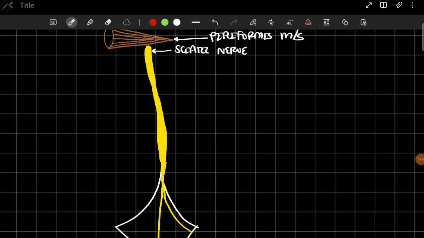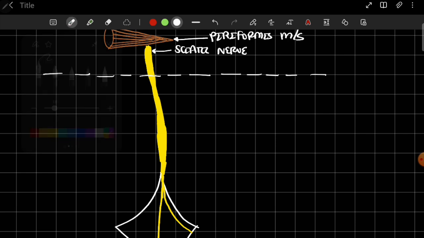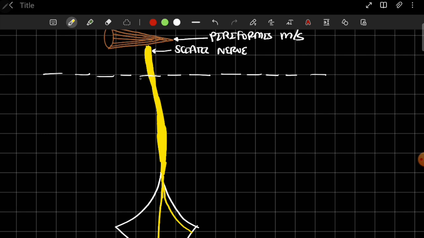First, below the piriformis in the gluteal region, the sciatic nerve leaves the gluteal region and then enters the back of the thigh. This line demarcates the end of the gluteal region and the start of the back of thigh. So what were the muscles in the back of thigh? The semitendinosus, the semimembranosus, the long head of biceps femoris, the adductor magnus, and the short head of biceps femoris. These were the muscles.